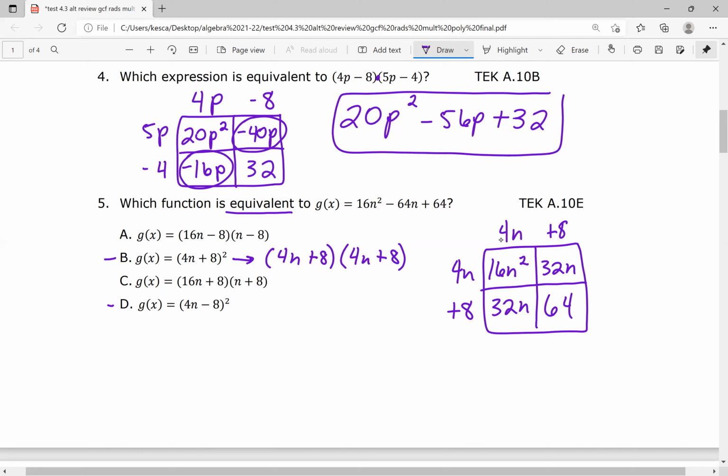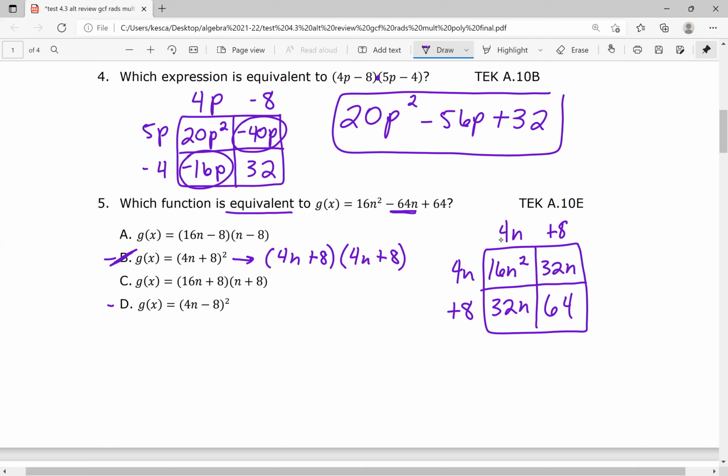Now look here, in the middle, like I can tell the 16n squared and the 64, those are going to work, right? But in the middle, I need negative 64, but I have a positive 32 and a positive 32. If I do 32 plus 32, is that going to get me negative 64? No. So I can automatically eliminate answer choice B.